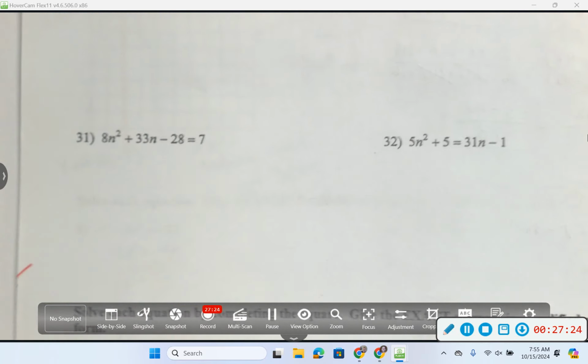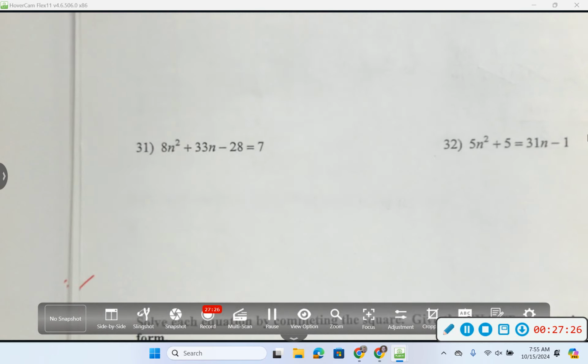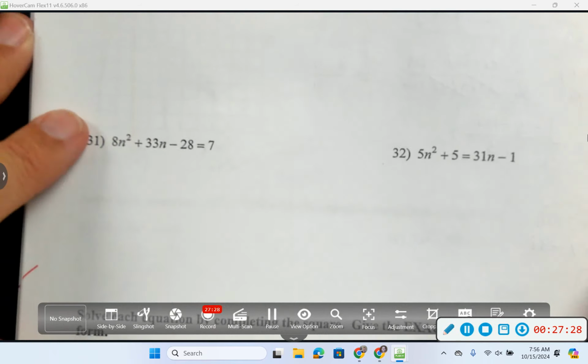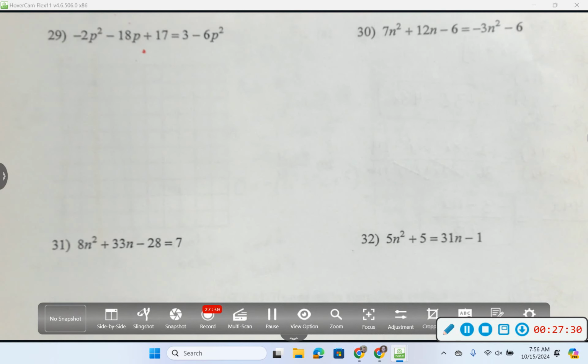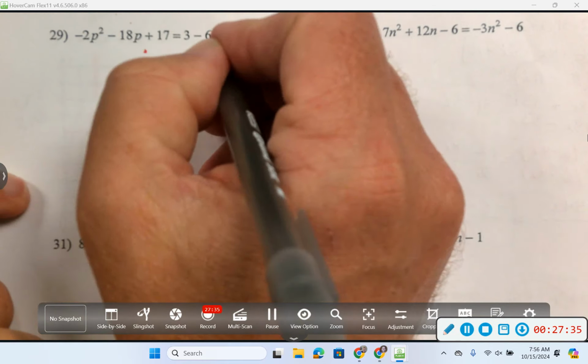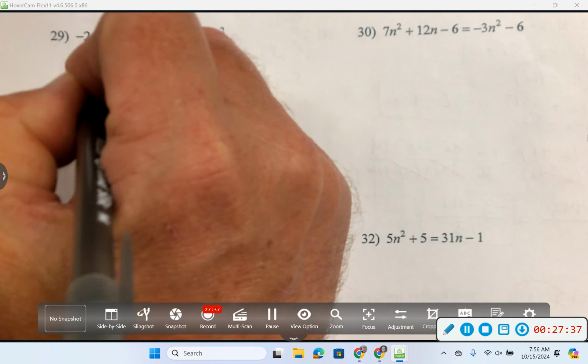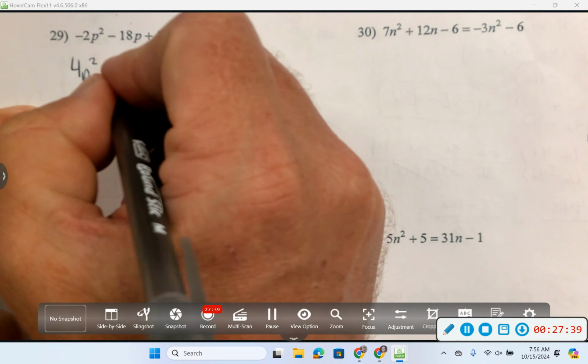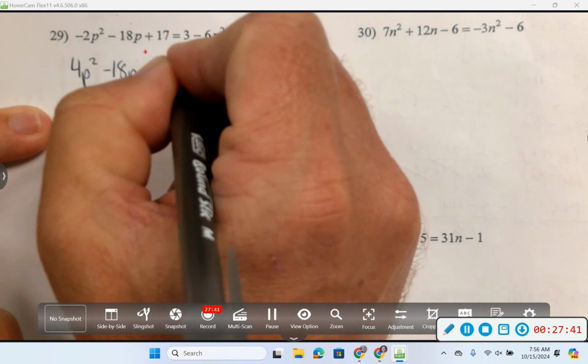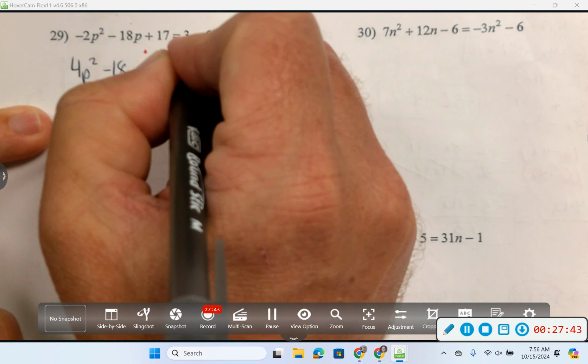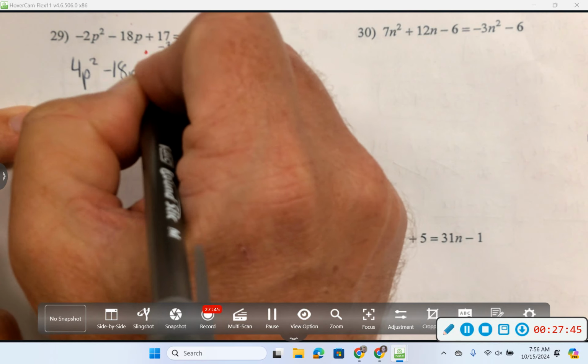Oh, 29, what are we doing? We got to simplify first, and then we'll hope that it factors. So let's move everything over and hope that things work out. If I add 6p squared, I get 4p squared minus 18p. If I subtract the 3 over, I get plus 14.